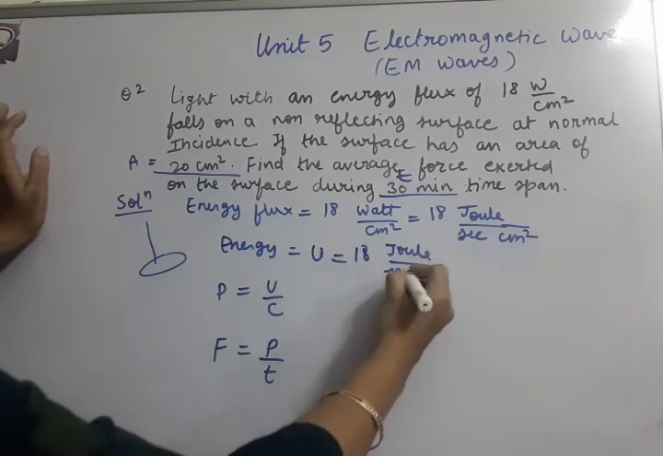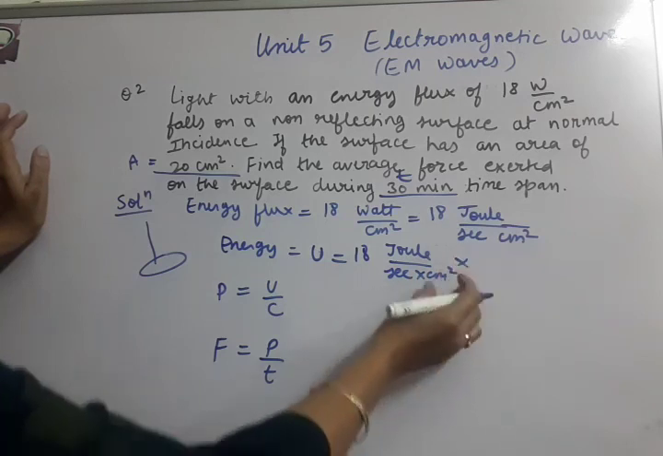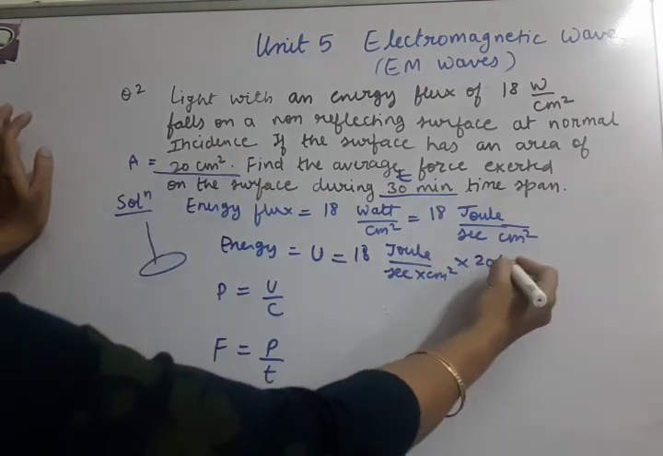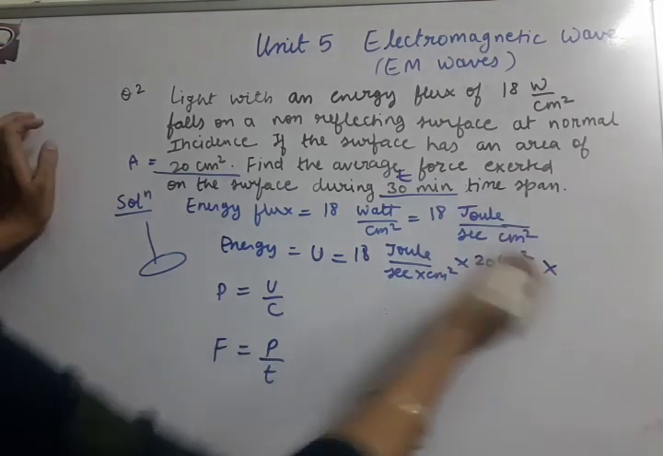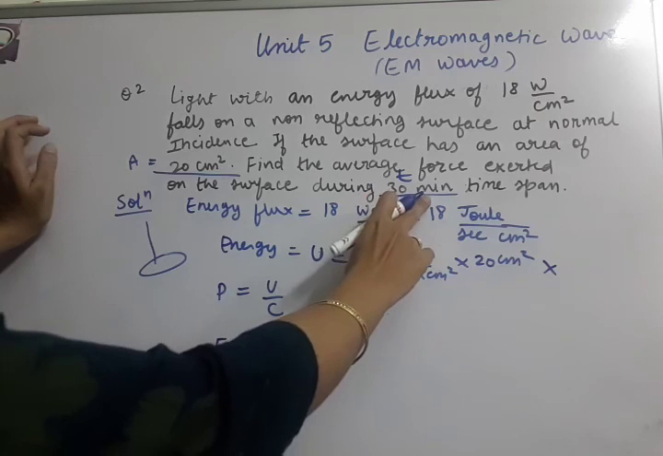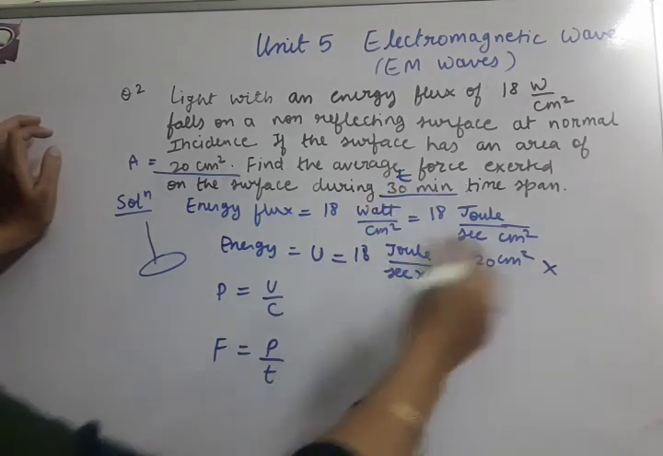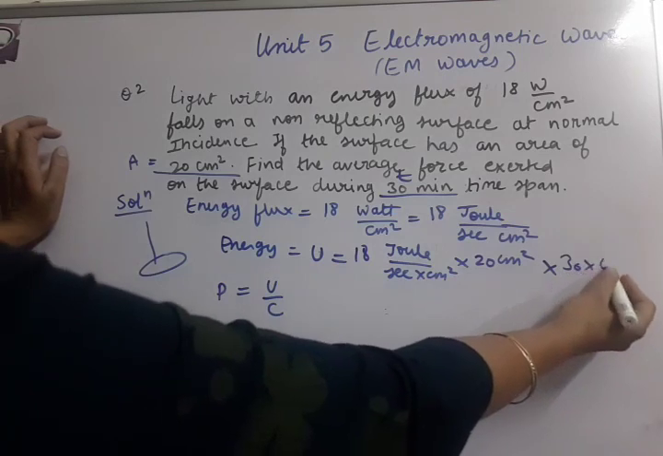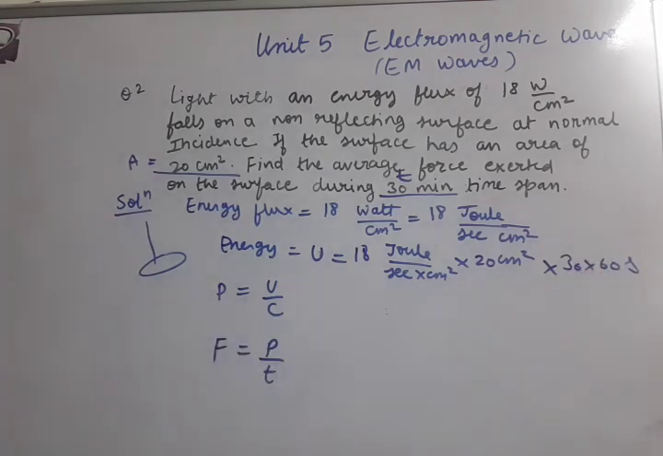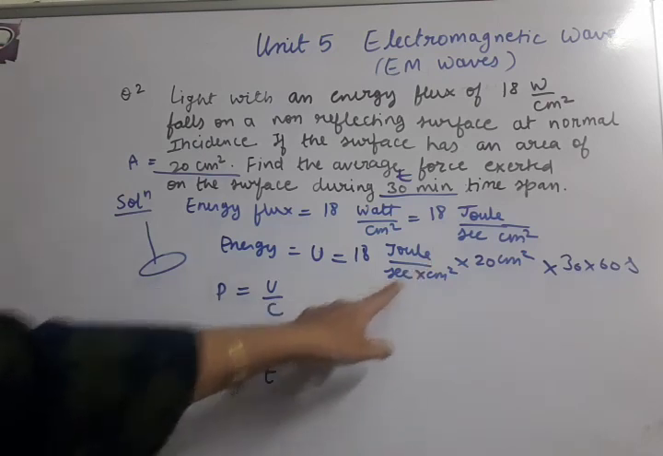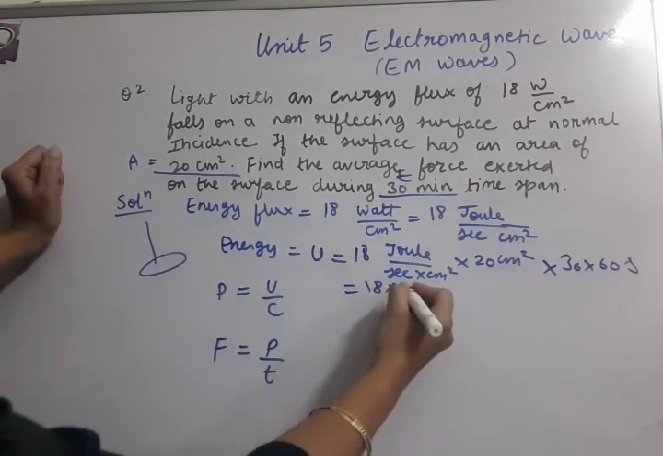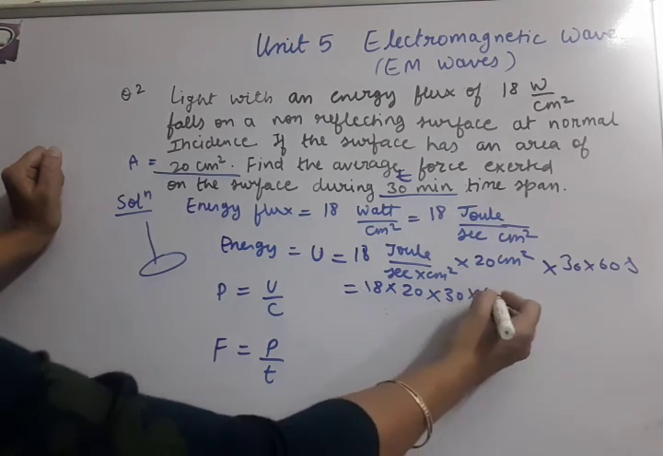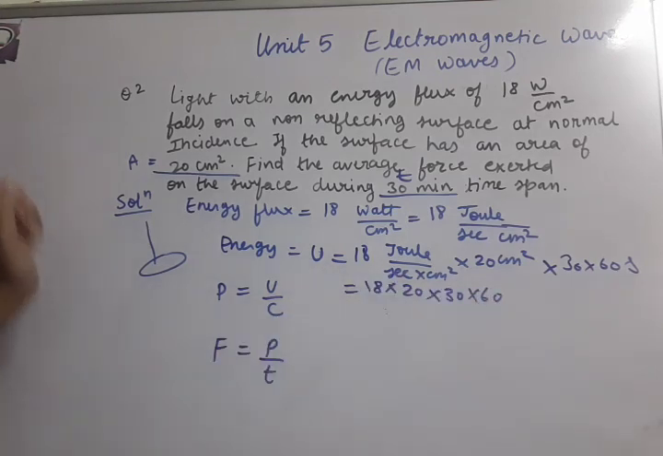This energy flux, we are multiplying with how much area it is falling. So it is falling on 20 centimeter square. I am not converting the unit because already centimeter square will get cancelled. Into time we have to do. Time कितने टाइम तक फॉल हो रही है वो है 30 मिनट, तो हमें सेकेंड में कन्वर्ट करना पड़ेगा। सो 30 into 60 सेकेंड। ओके, दिस वी विल अप्लाई. इससे क्या होगा? सेकेंड कट गया, सेंटीमीटर स्क्वायर कट गया, तो ये जो वैल्यू आई 18 × 20 × 30 × 60, ये हुई एनर्जी. ठीक है, दिस इज एनर्जी.